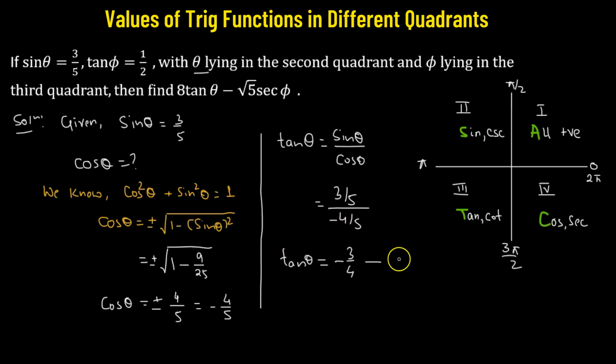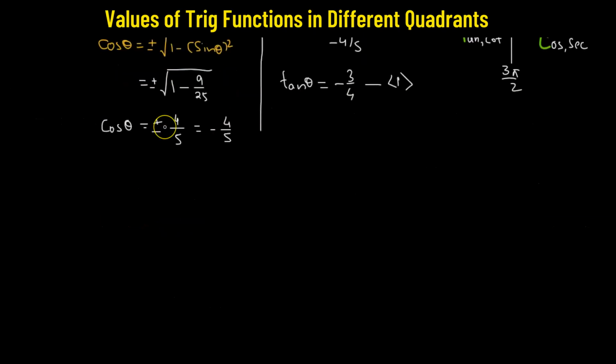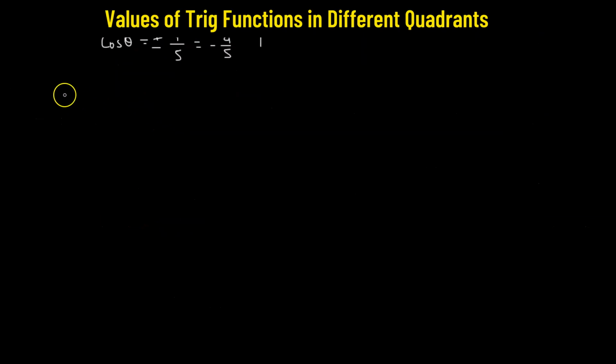So we will label this as number 1. We'll come back to it in a moment. But before that, we'll have to find out the value of secant phi. We are provided with the value of tangent of phi equal to half. Using this, we'll find out the value of secant of phi. So we have tangent of phi with a value of 1/2.